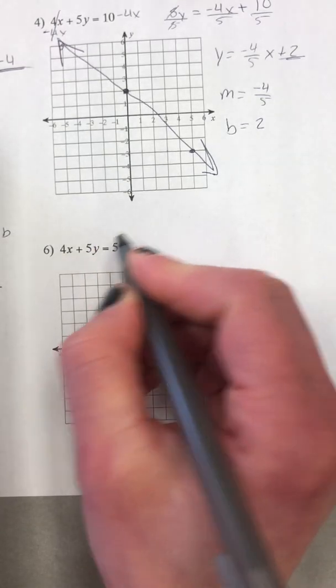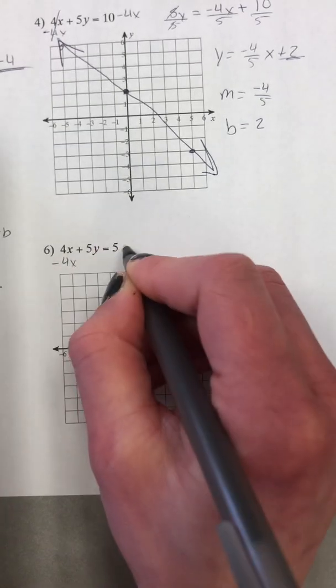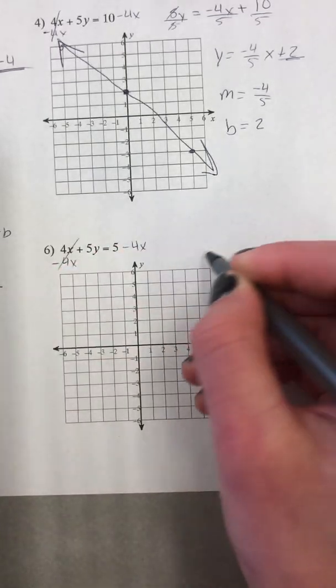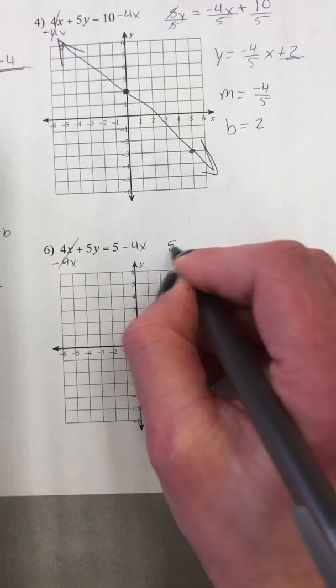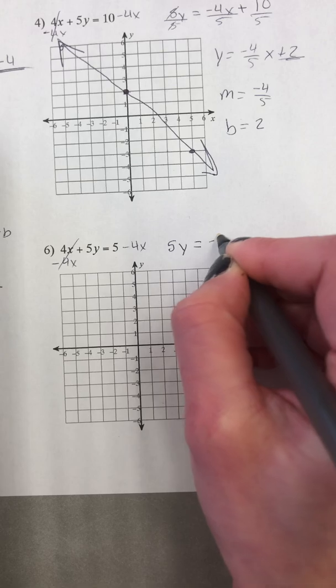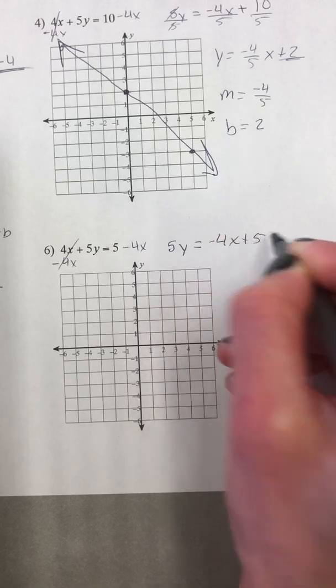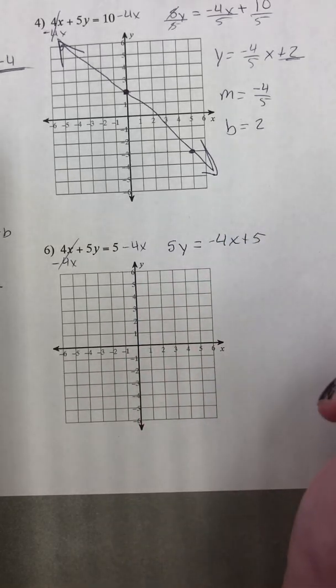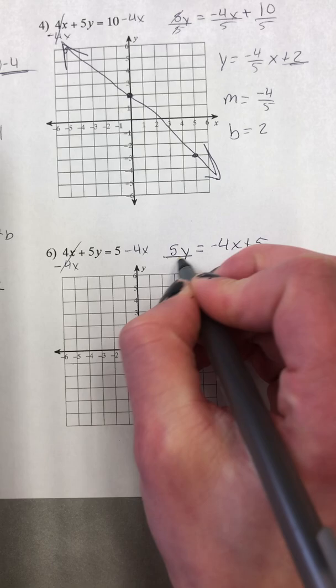We're going to start by solving for our y value. This x is adding, so we're going to subtract 4x from both sides. Those 4's are going to cancel out, leaving me with 5y is equal to -4x plus 5. We still need to get y by itself. It is currently being multiplied by a 5. We're going to do the opposite. We're going to divide.